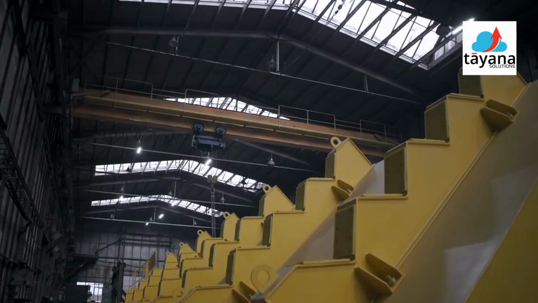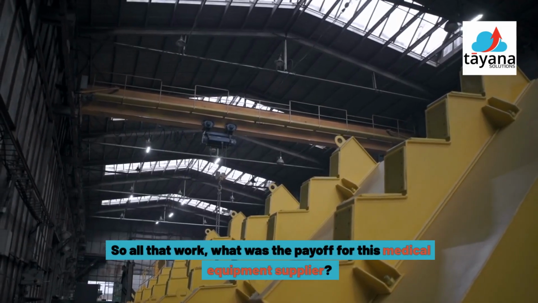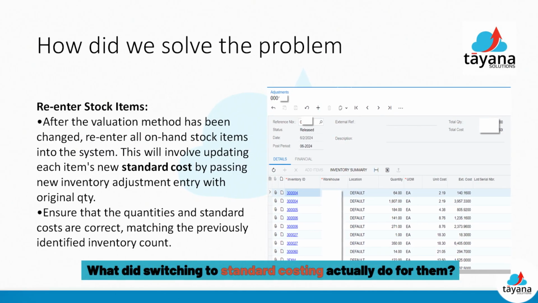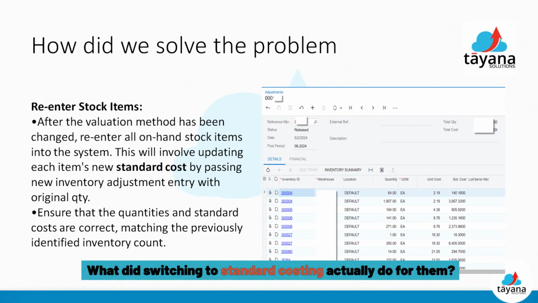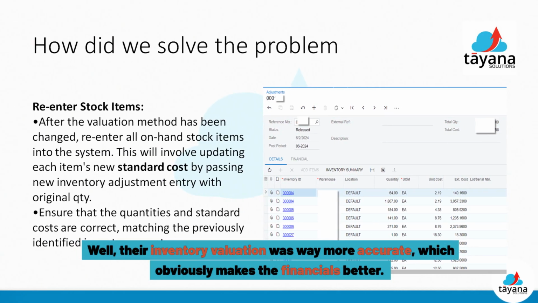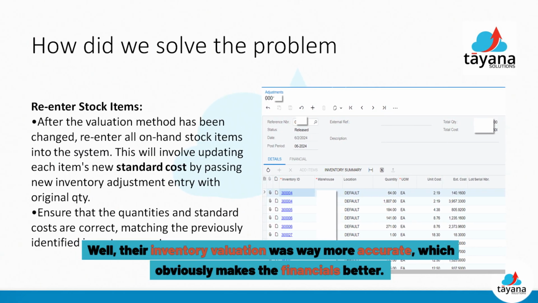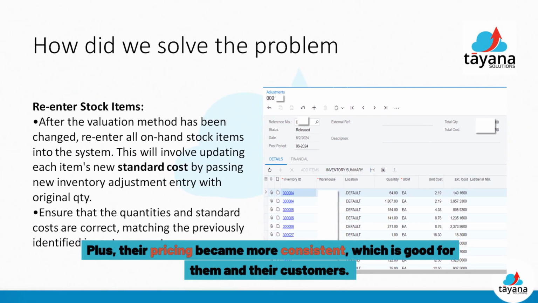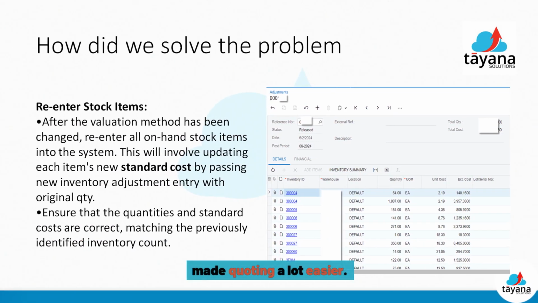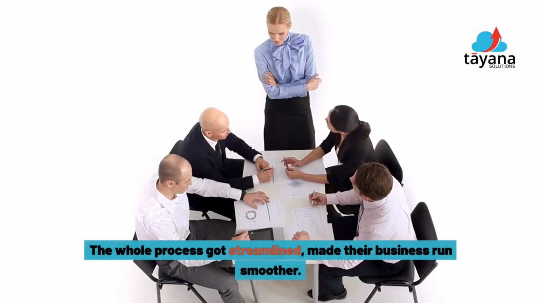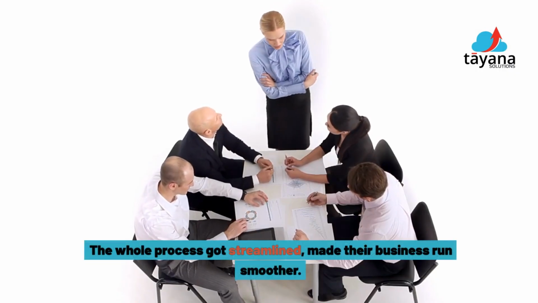Smart. So all that work, what was the payoff for this medical equipment supplier? What did switching to standard costing actually do for them? Well, their inventory valuation was way more accurate, which obviously makes the financials better. Plus, their pricing became more consistent, which is good for them and their customers. And probably made quoting a lot easier, no more guessing games on cost. Exactly. The whole process got streamlined, made their business run smoother.